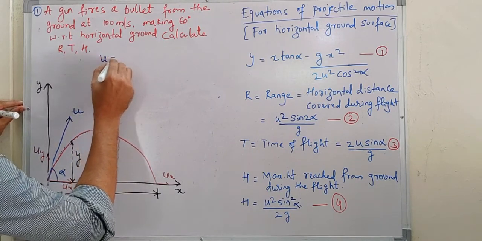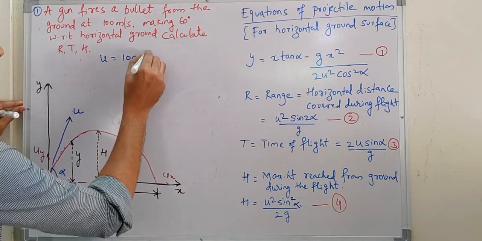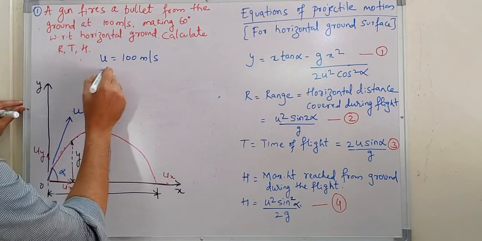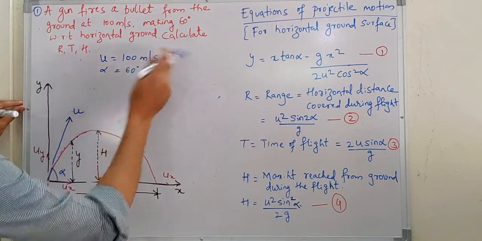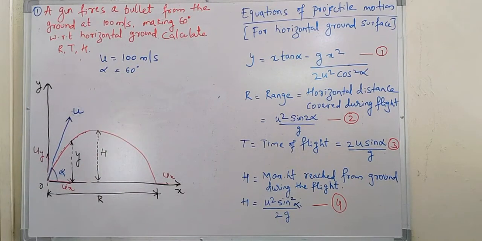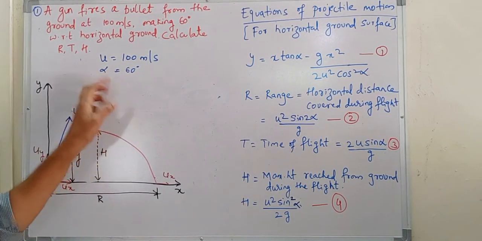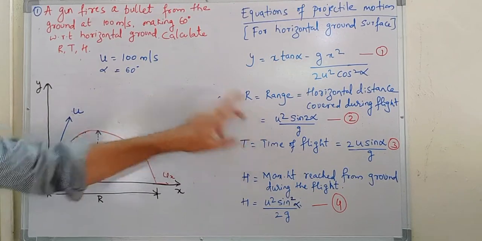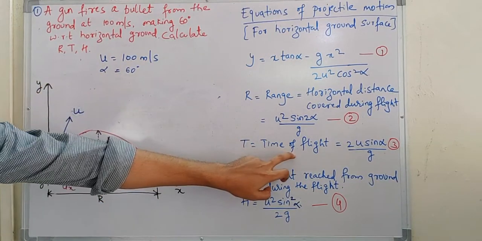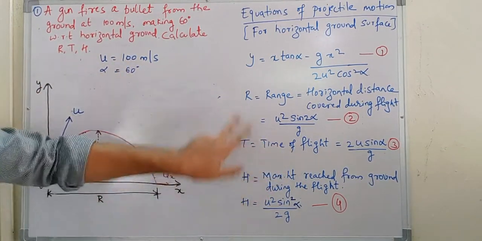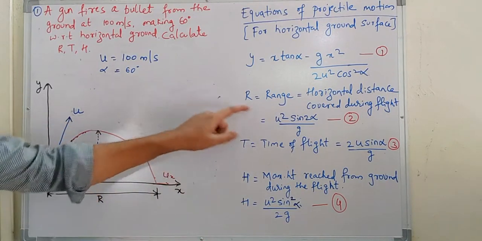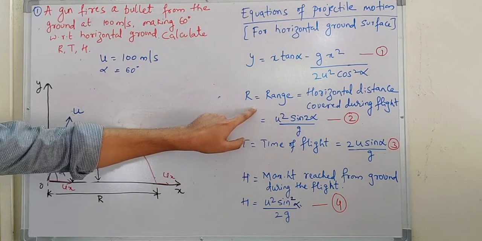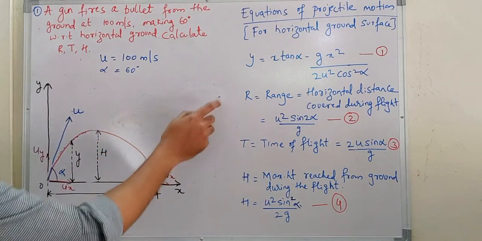So initial velocity is how much? 100 meter per second, and alpha it says 60 degree. So you are asked to calculate what now? R, that is horizontal range. Now T, it is time of flight, and H, that is maximum height or the peak height reached during the flight. Now quickly you can first start doing R.